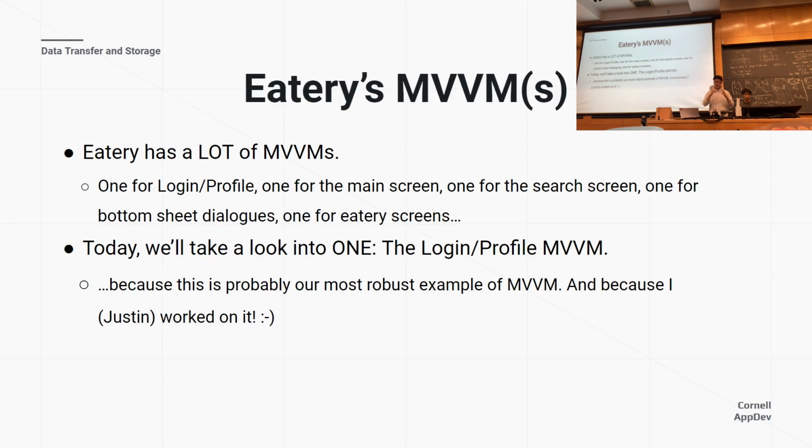Today, we will actually get to look at the models that we use within our Eatery loop. And for the example of this specific class, we'll be looking at the login/profile, because this is probably our most robust example of us using the model view model architecture. And also because Justin actually worked on it, so he understands the most about how he structured the code to follow this architecture.